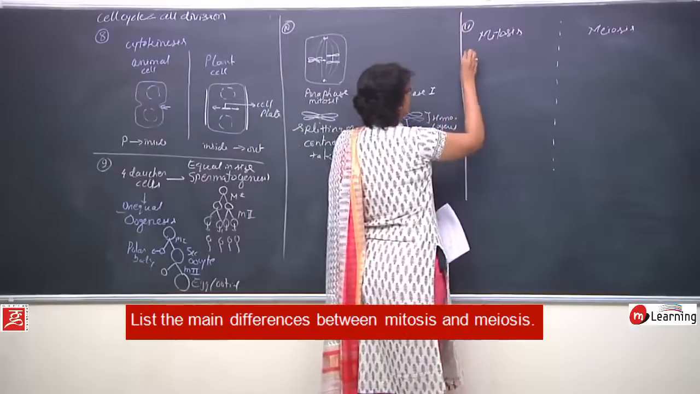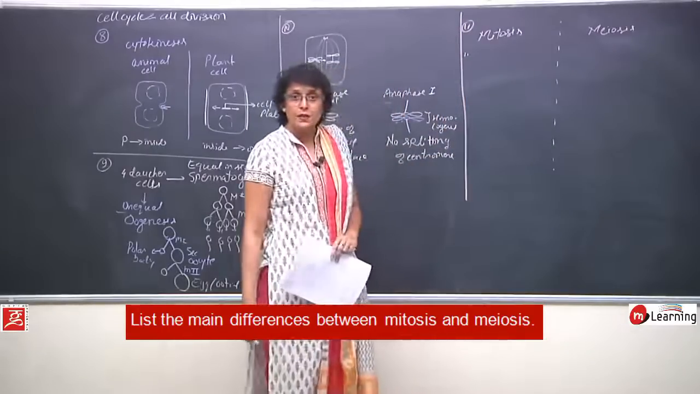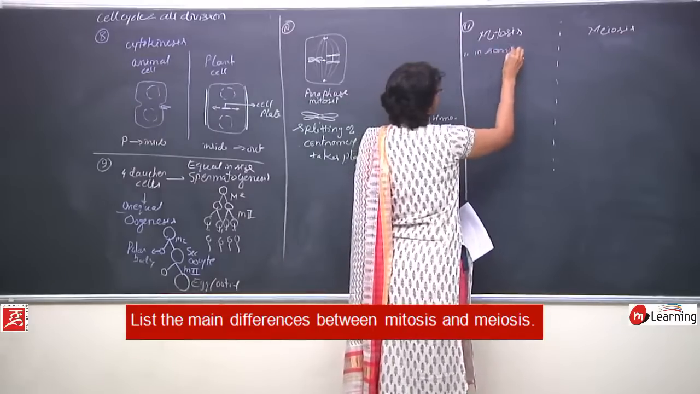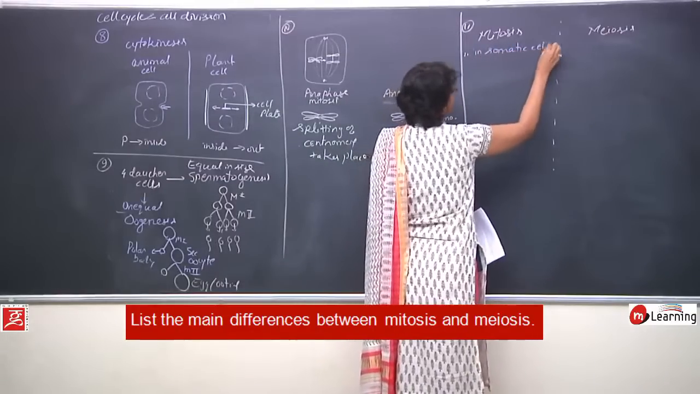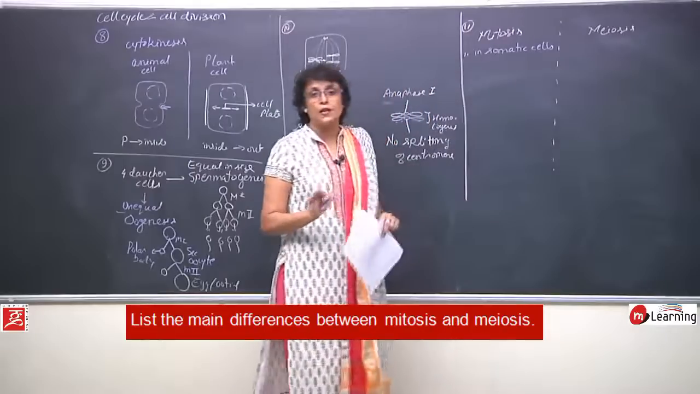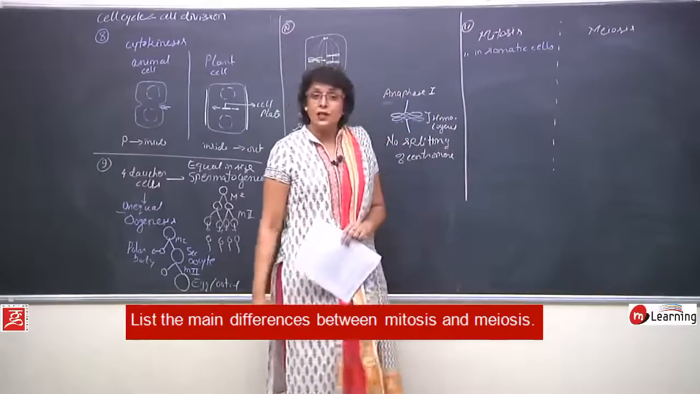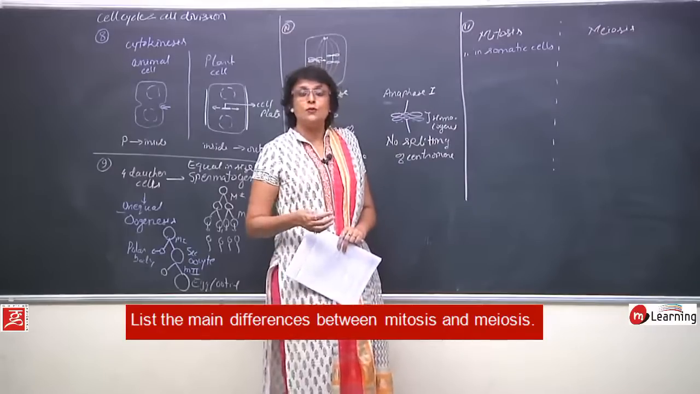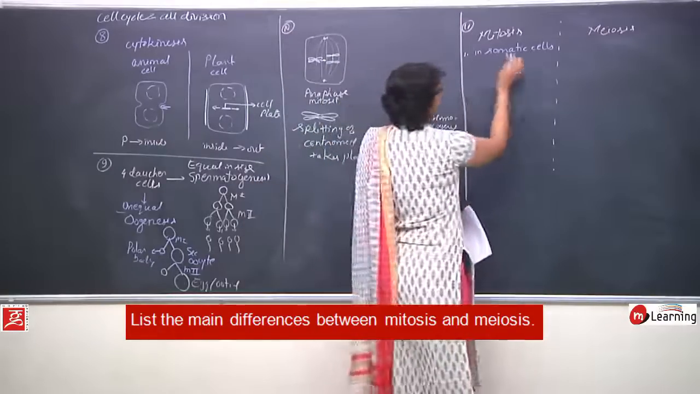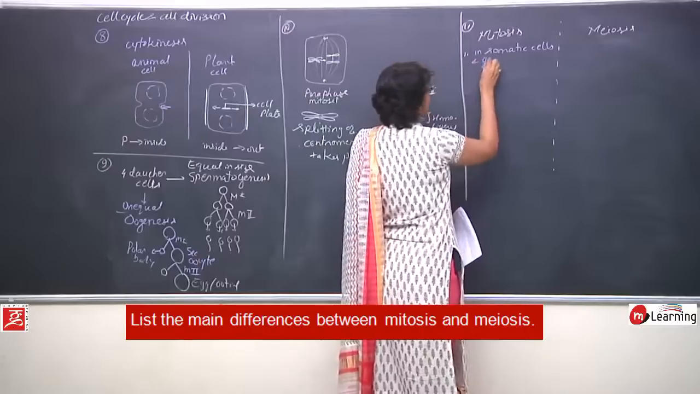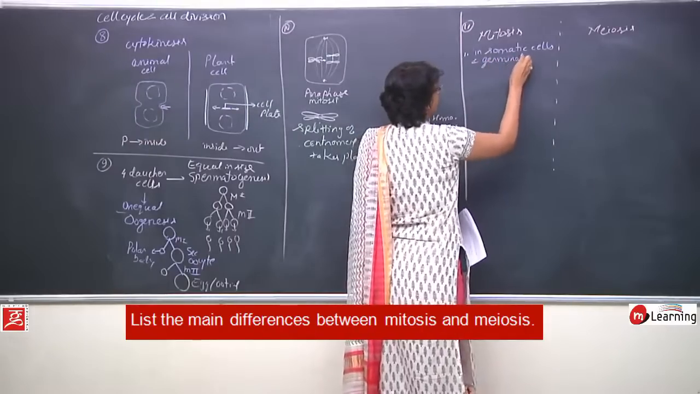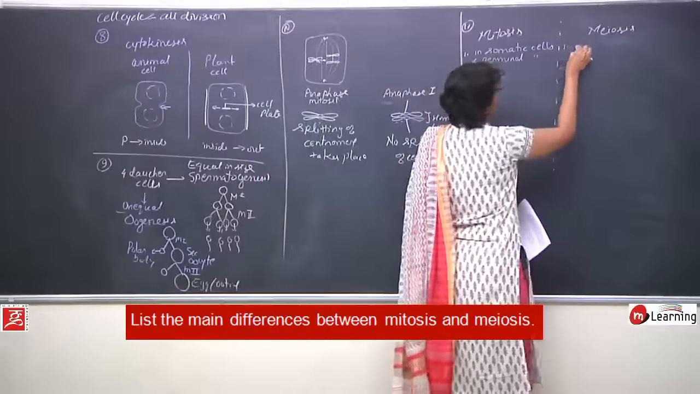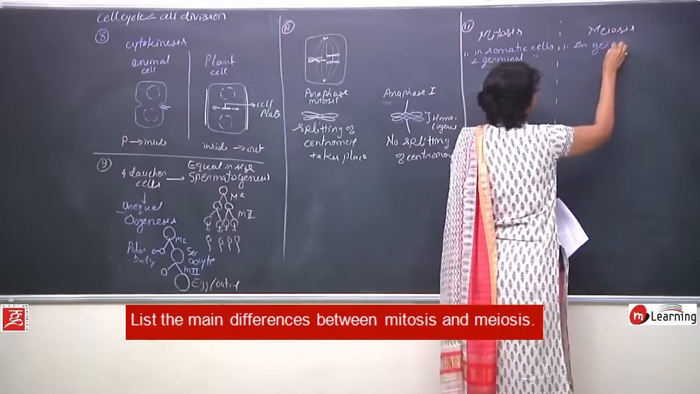First, in which type of cells does mitosis take place? Somatic cells. That means all the cells of the body plus the germinal cells, the cells of the reproductive organ, they also undergo mitosis during multiplication phase. So in somatic cells and germinal cells. Whereas meiosis takes place only in germinal cells.